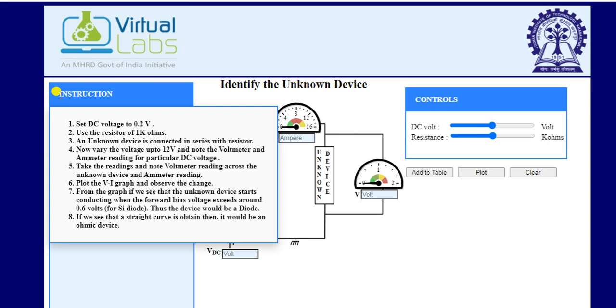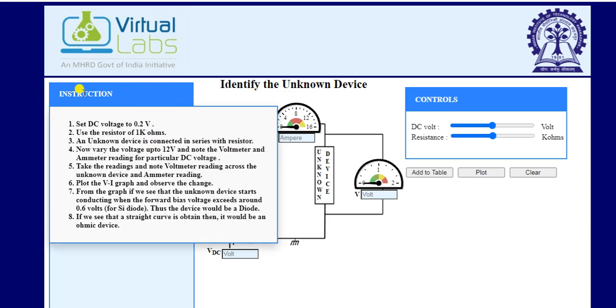So if the curve between current and voltage is a straight line, then definitely it is a resistor. But if the conduction starts after 0.6 volt, that is the forward bias voltage of the silicon diode, then our device is a diode. So let's start the simulation.